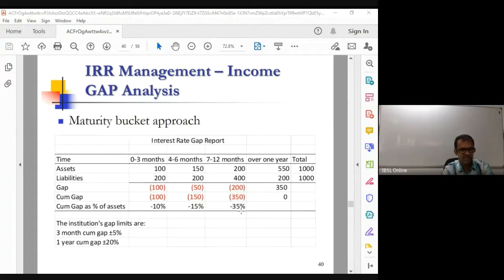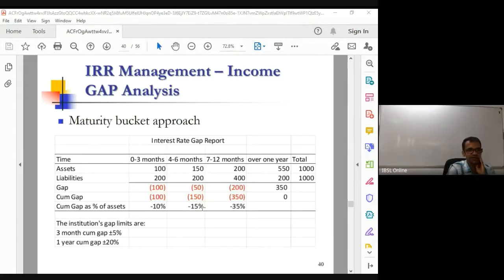Either you can create new assets. That means you invest in, you grant new loans or something like that. But to do that, you need funds. Then you have to create more liabilities. That means you can expand the balance sheet. Instead of 1000, you can make it 1500. Both assets and liabilities, but put assets into different buckets, liabilities into different buckets.